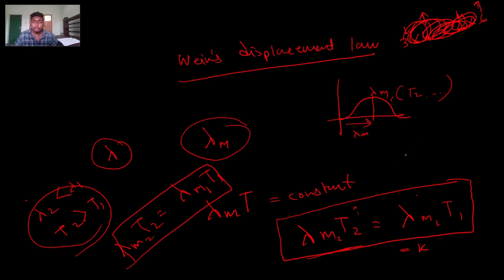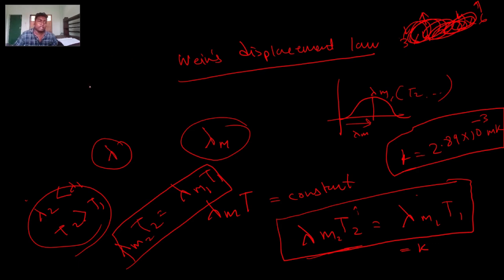And the value of the constant is 2.89 into 10 to the power minus 3 meter Kelvin. The SI unit here is meter Kelvin because lambda is in meters and temperature is in Kelvin. We know the conversion that 0 degrees Celsius equals 273 Kelvin. And generally in most cases, lambda comes out in the nanometer range, that is 10 to the power minus 9 meter range. Okay, so this is the constant.